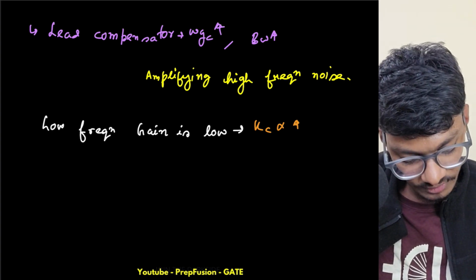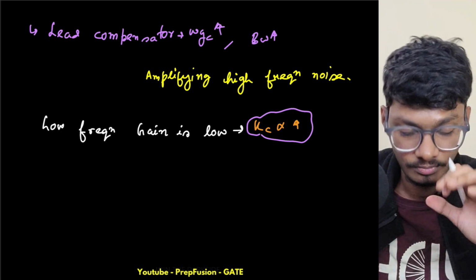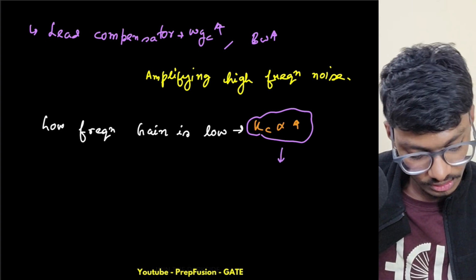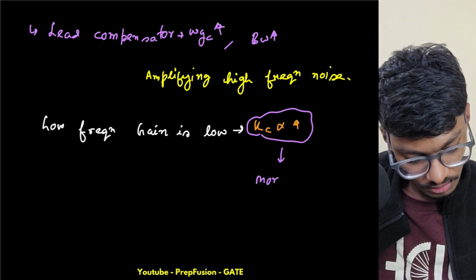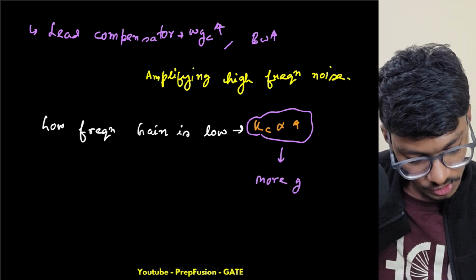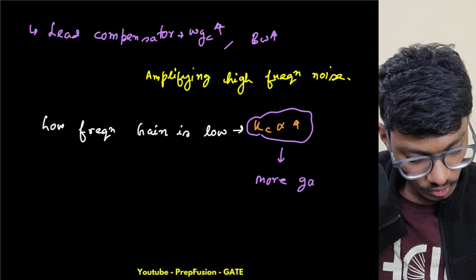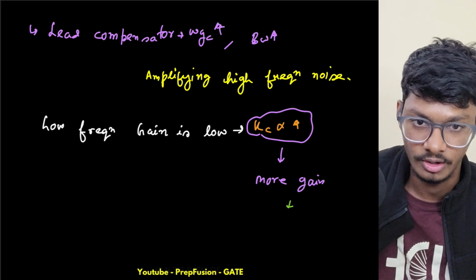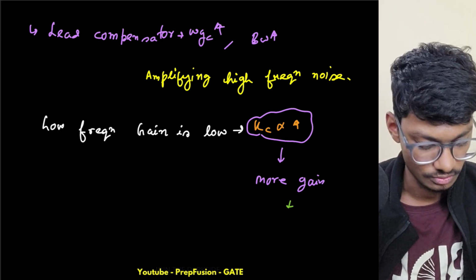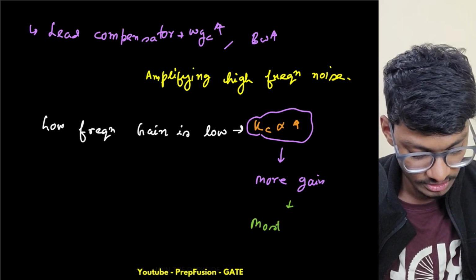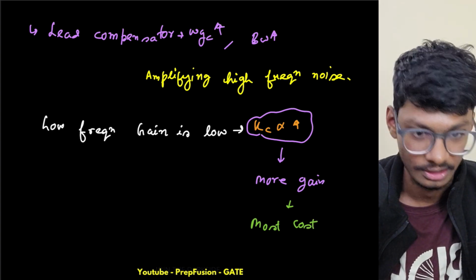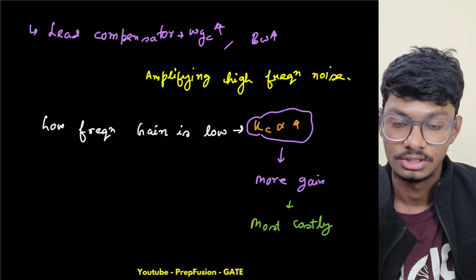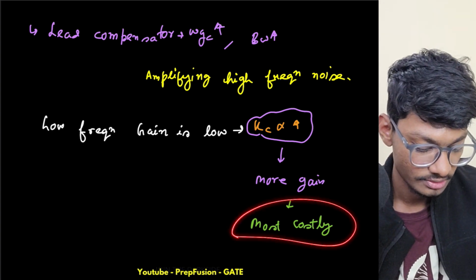If I have to make Kc alpha high, that means I have to bring a better amplifier. More gain I have to provide. If I have to provide more gain, obviously it will be more costly to me. So while designing a system, you have to take the cost into consideration also. I want to come to this cost section at the end, because that is the main thing. Whenever you go to MTech and design something, you have to take care of this cost factor as well.